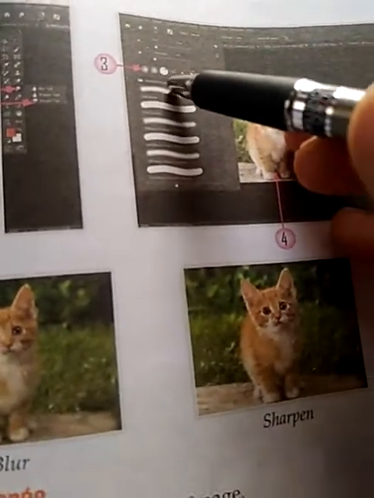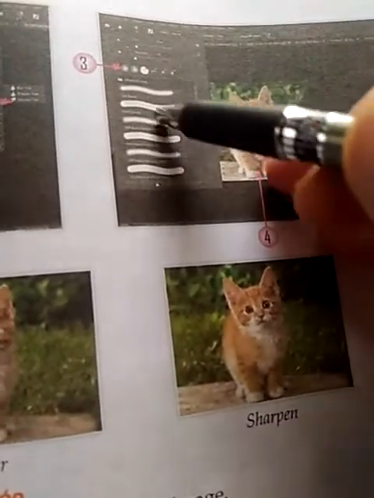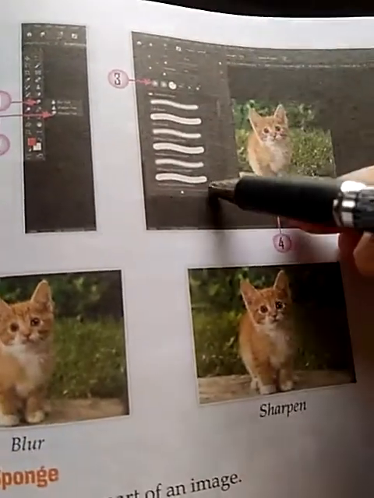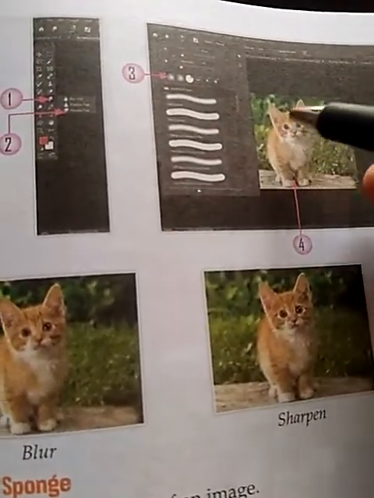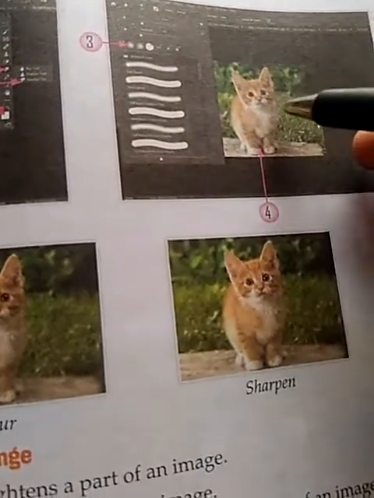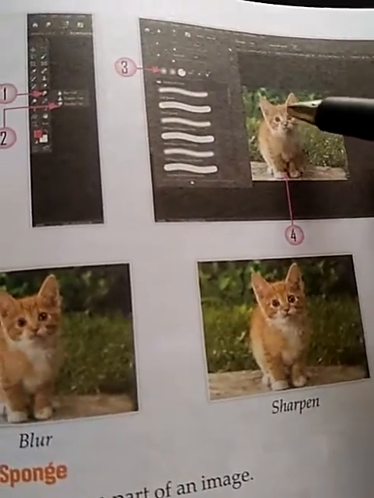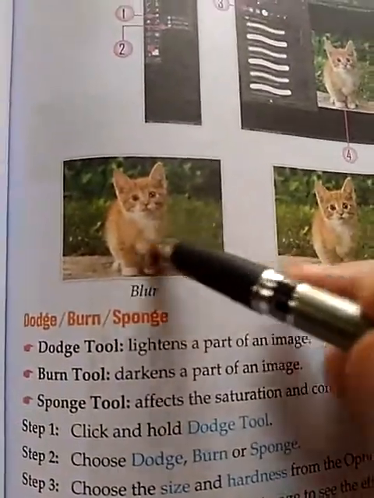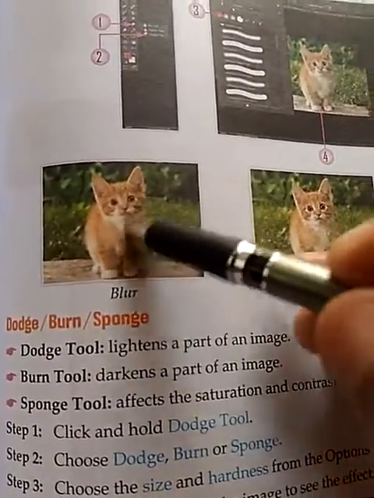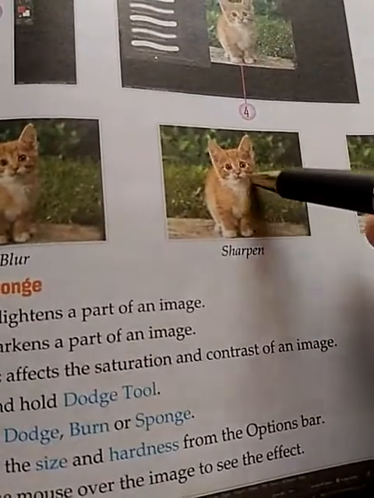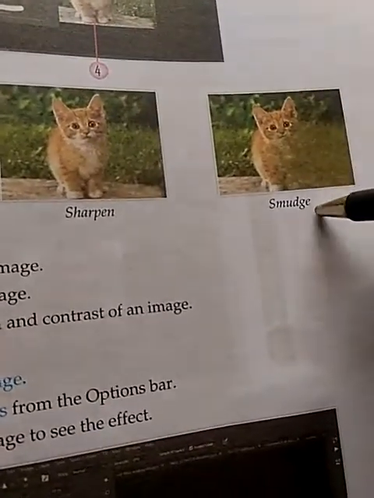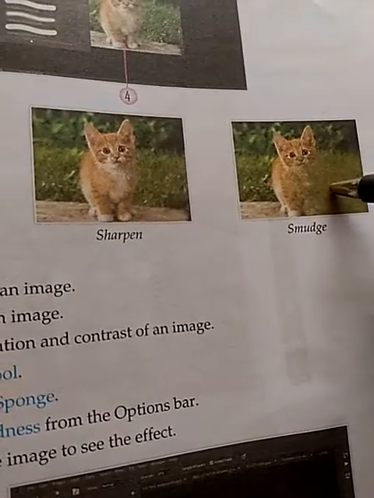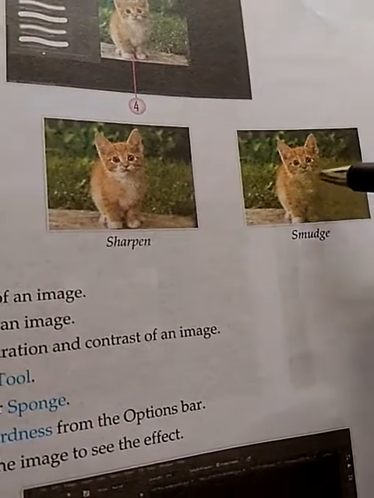Choose the brush size and the stroke. After that, just move your mouse cursor over the image where you want to apply the effect. So the blur effect makes the image blur. Sharpen sharpens the image. Smudge equally spreads the color which is selected from the image.